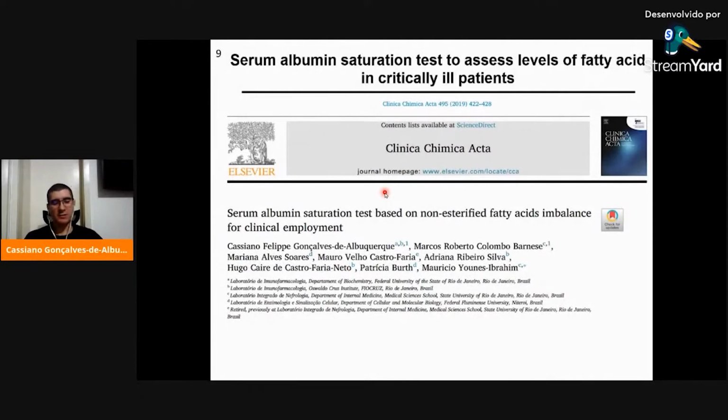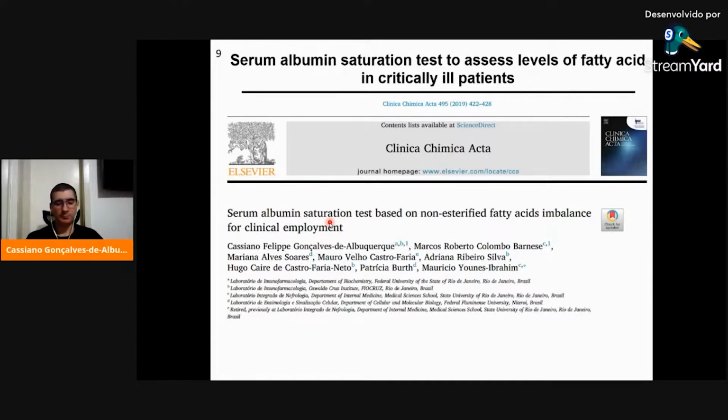To measure unsaturated fatty acids requires expensive equipment and specialized workers. So we developed a way to indirectly measure fatty acid levels in critically ill patients through an albumin saturation test. By using isoelectric focusing, we can infer the amount of fatty acid present in the albumin, since fatty acids have a negative charge at physiological pH, and albumin can bind up to 7 molecules of them.